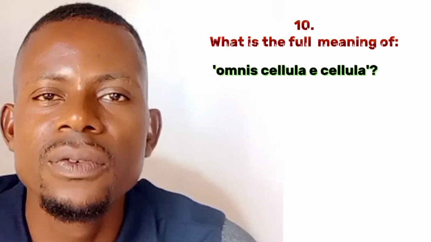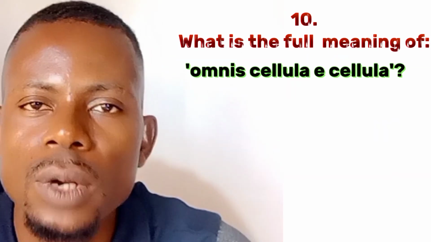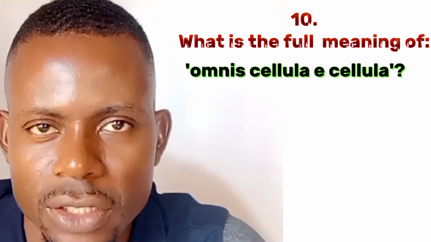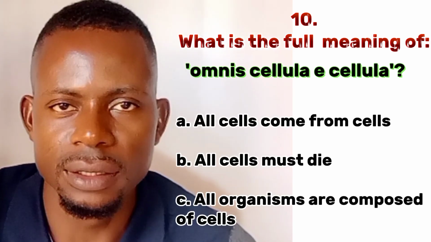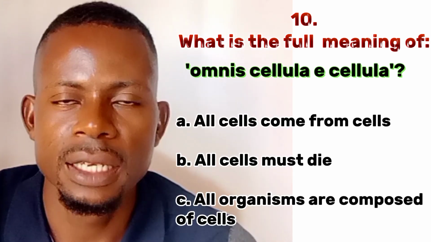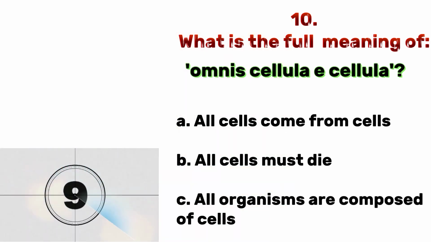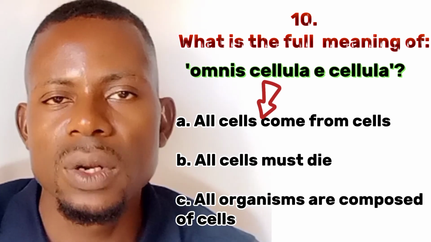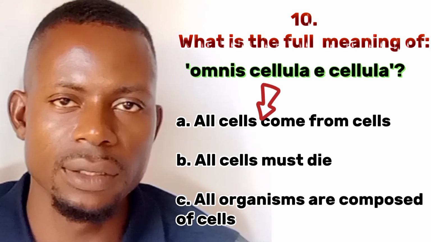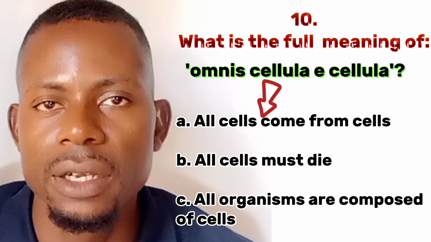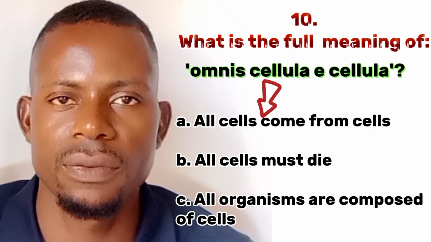Number 10. What is the full meaning of omnis cellula e cellula in English? A. All cells come from cells. B. All cells must die. C. All organisms are composed of cells. So the full meaning of omnis cellula e cellula is all cells come from cells, and this statement was made by Rudolf Virchow in 1855.